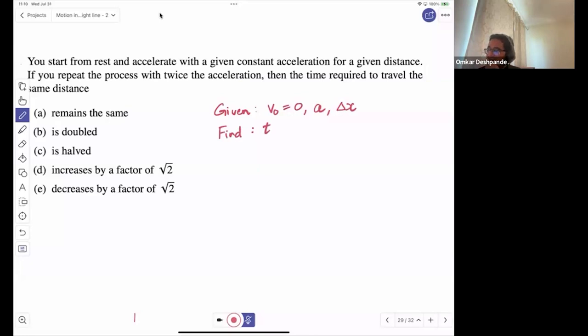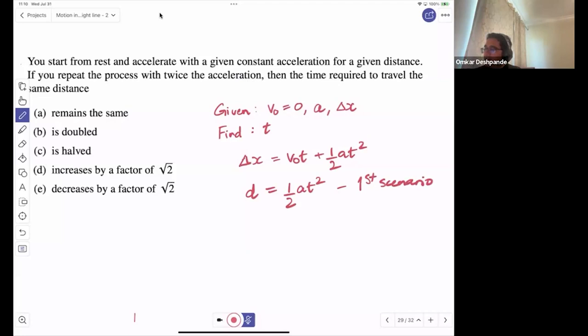So which equation connects V0, a, delta x, and t? That's the second equation of motion. So delta x is V0t plus half at square. This is what we want to use to connect all these variables. So again, there are two scenarios. So I'll just call the distance as d. V0 is 0. So in the first scenario, we have this.